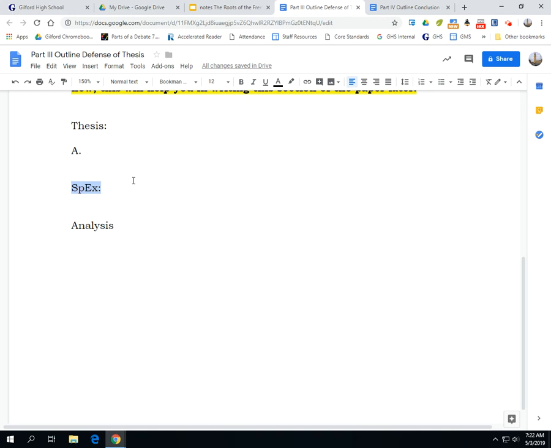Now, all that's required for the 12th is the specs. So if you set up this outline and all you have done is the specs, you're meeting the requirement of what I expect for you to have done by the 12th. But if you start building your introduction and your analysis for how it defends the thesis, you're actually going to be working on a substantial amount of your paper ahead of time. And that's what I would recommend.